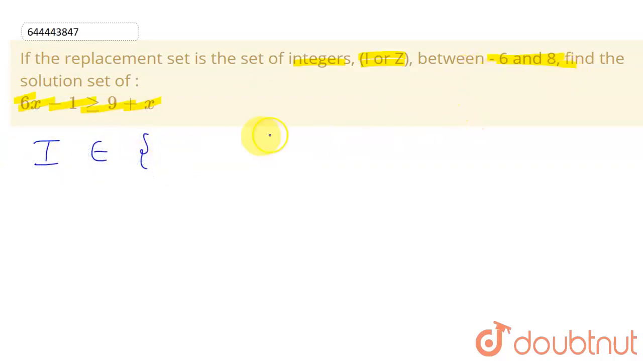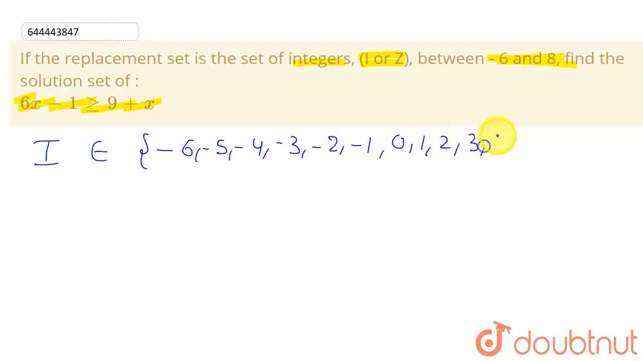Our set I is the integers from -6 to 8. And what are the integers from -6 to 8? These are -6, -5, -4, -3, -2, -1, 0, 1, 2, 3, 4, 5, 6, 7 and 8. So these are the set of numbers given to us, and we need to find those x which satisfy this inequality. For that I have to solve this inequality first.